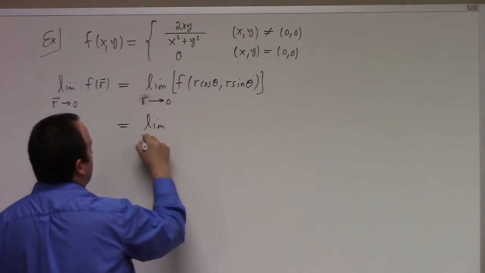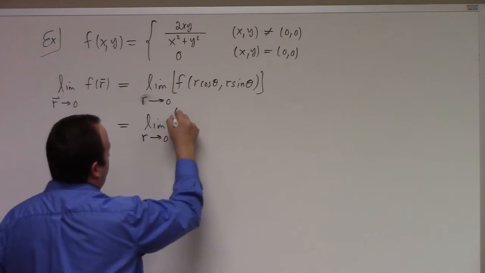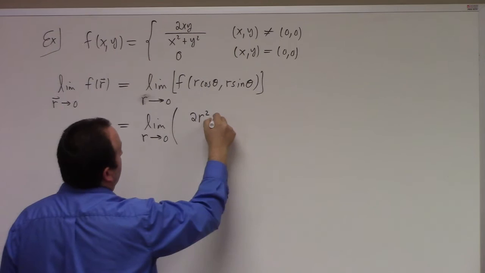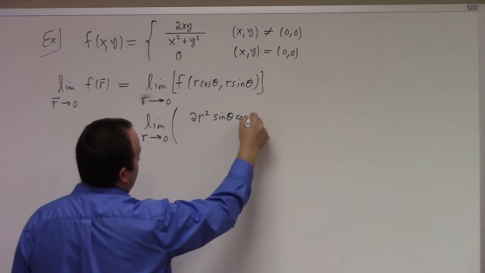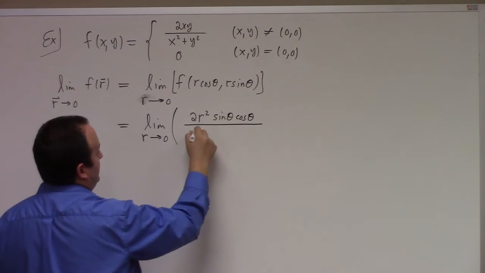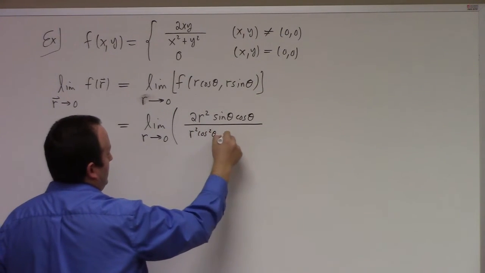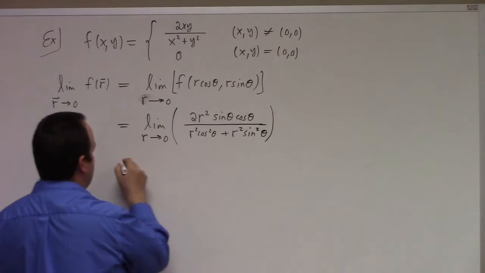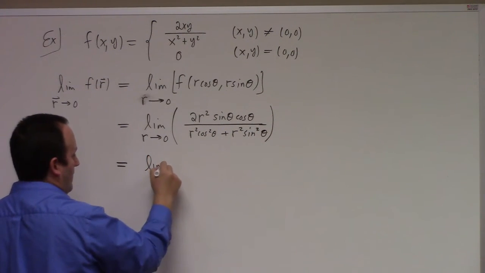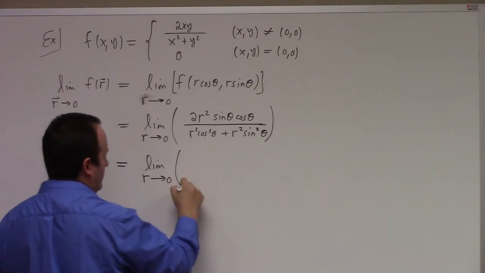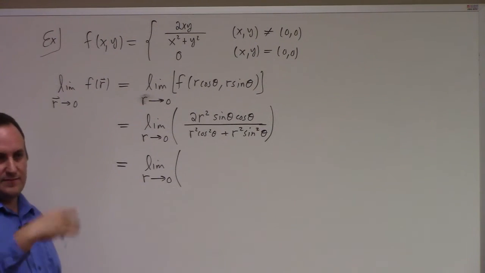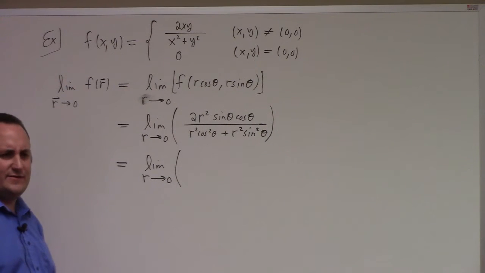So limit as r goes to 0 of 2, I get r squared sine theta cosine theta upstairs. And downstairs, I get r squared cosine squared theta plus r squared sine squared theta. So what's that? Yeah, the sine squared plus cosine squared. Everything we do is sine squared plus cosine squared.